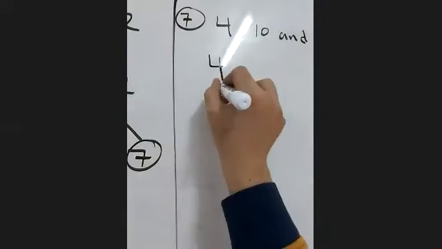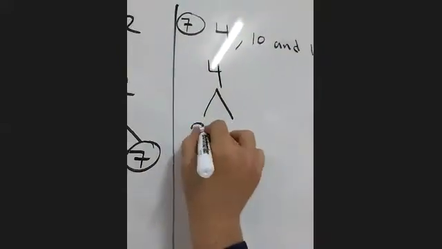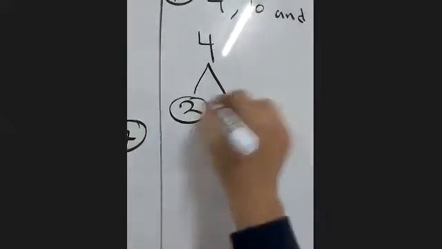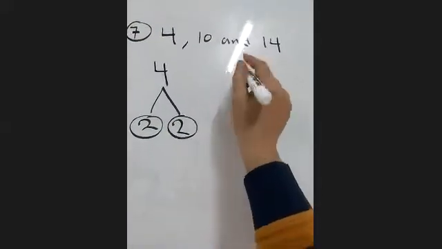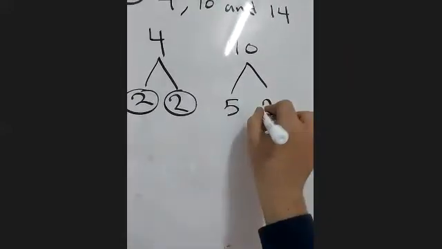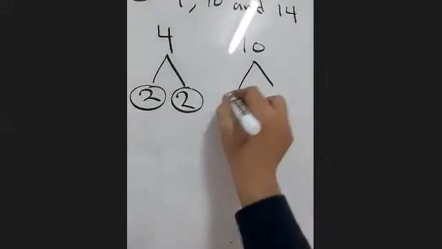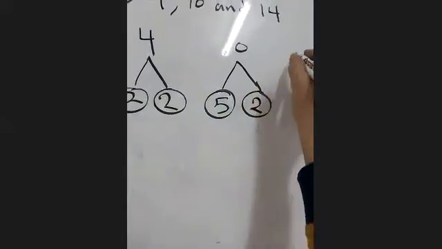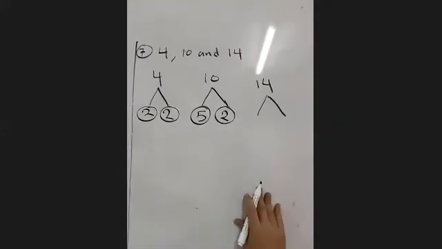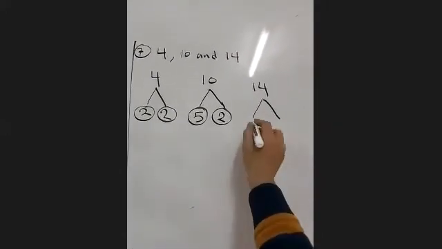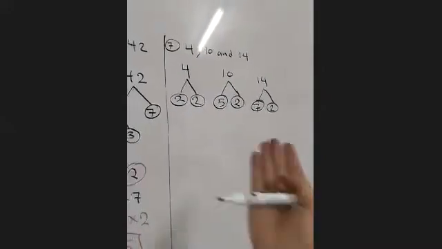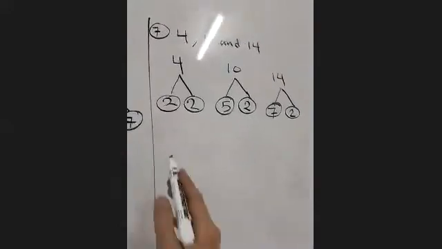Let's go, Kinan. 4: 2 multiply 2. Only. Can we do more for these 2s? No, because we do not need 1. Now the 10: 5, 2. Can we do more for them? No, circle. Now the 14: 7, 2. Can we do more for them? No. It's easy numbers.